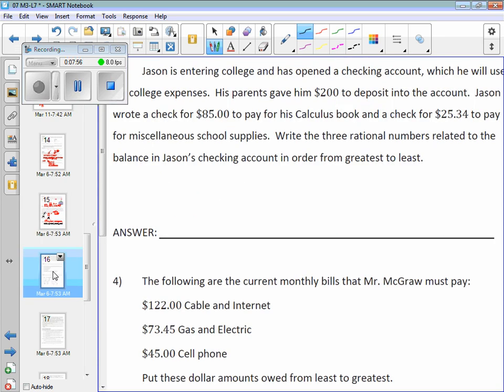Okay, last page. Greatest to least, right?